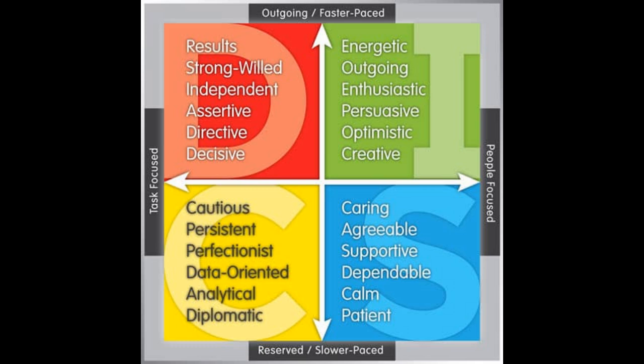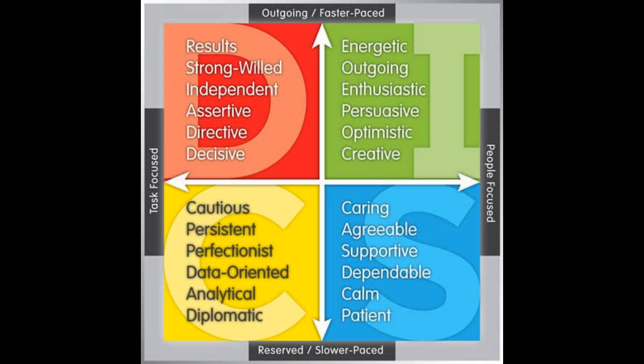Managing the C type. These people need clarity and details. They prefer to work in a structured process and often ask questions to ensure every step is well thought out. Provide them with the necessary resources and time for analysis. Examples of DISC types in action.